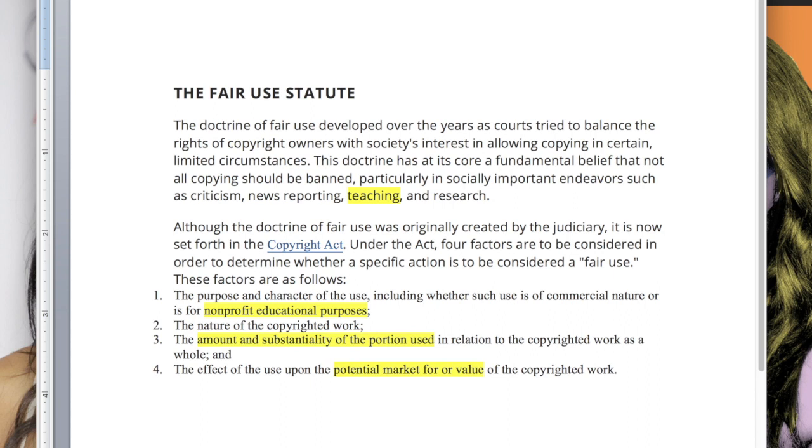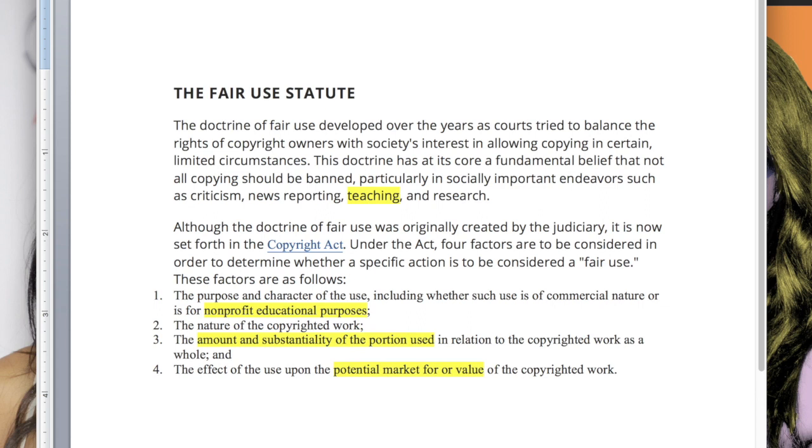And you notice that I highlighted the areas that kind of apply to us, and there is some overlap here. But teaching and learning is one of those areas where you're able to use images that are copyrighted for somebody else for the purposes of learning and teaching. Although the doctrine of fair use was originally created by the judiciary, it is now set forth in the Copyright Act. Under the Act, four factors are to be considered in order to determine whether a specific action is to be considered a fair use.